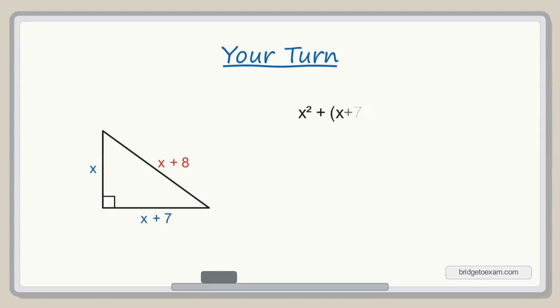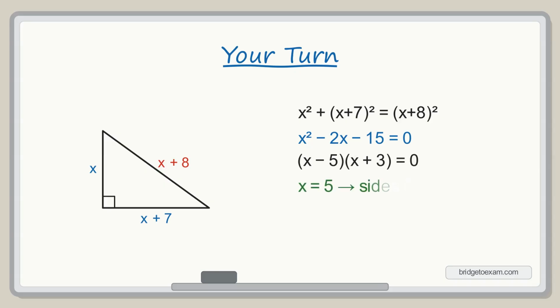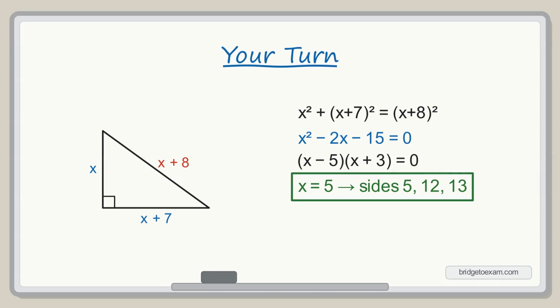Apply the Pythagorean theorem and expand all three squares. After simplifying, you get x squared minus 2x minus 15 equals 0. That factors to x minus 5 times x plus 3, so x is 5. The sides are 5, 12, 13, a triple in disguise.